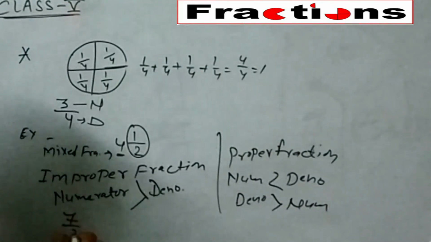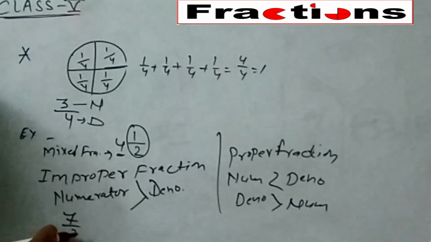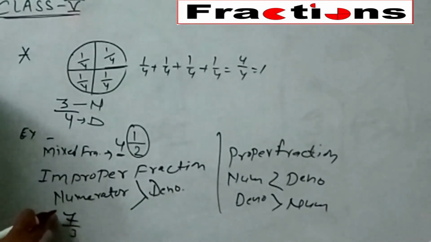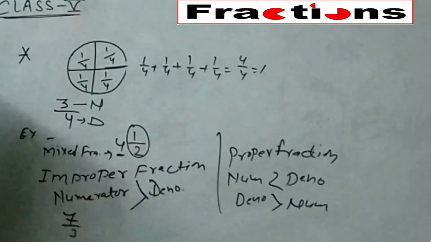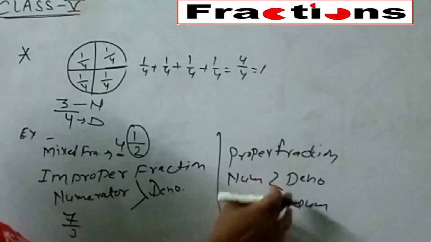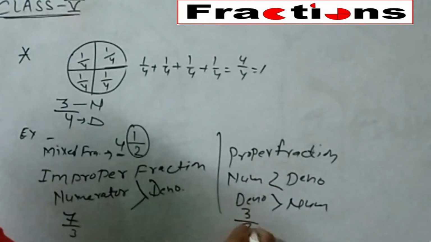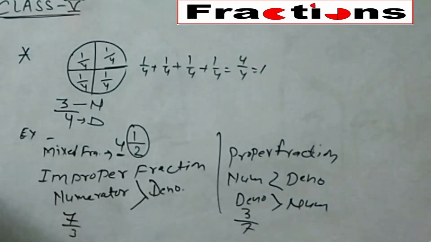Improper fraction, numerator is greater. That means 7 by 3. Here the numerator, the upper number, is 7, and the denominator is 3. So 7 is greater than 3. This one is an example of an improper fraction. And a proper fraction is where the numerator is less than the denominator, like 3 by 7. Then it will be a proper fraction.